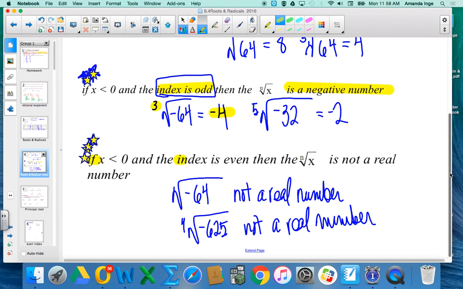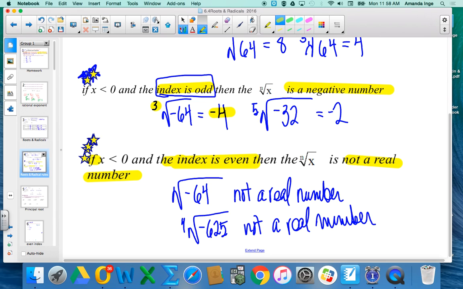Next it says, if x is less than 0, meaning it is a negative number, and the index is even, then the nth root of x is not a real number. That is the only answer you can put. Do not put not possible, because it is possible. It actually is an imaginary number. And we won't talk about those for a while.